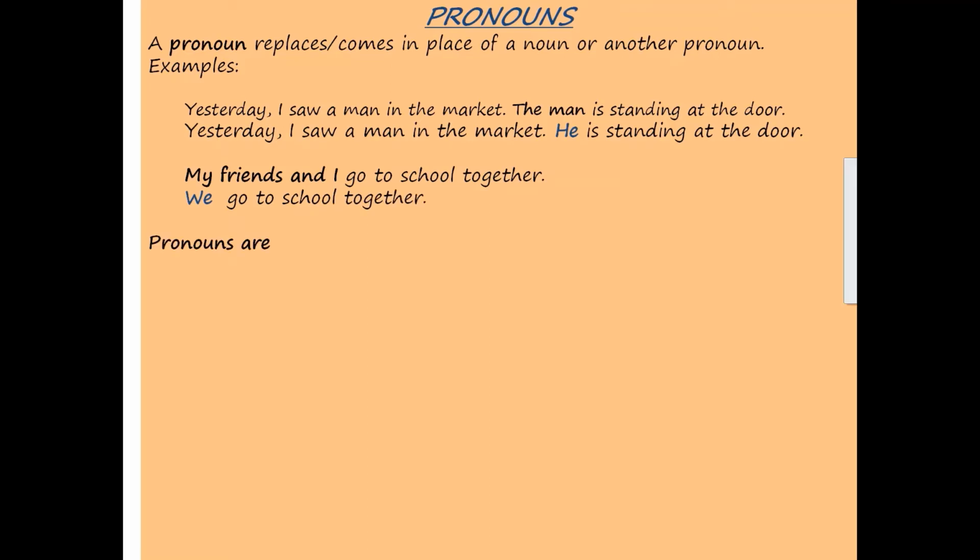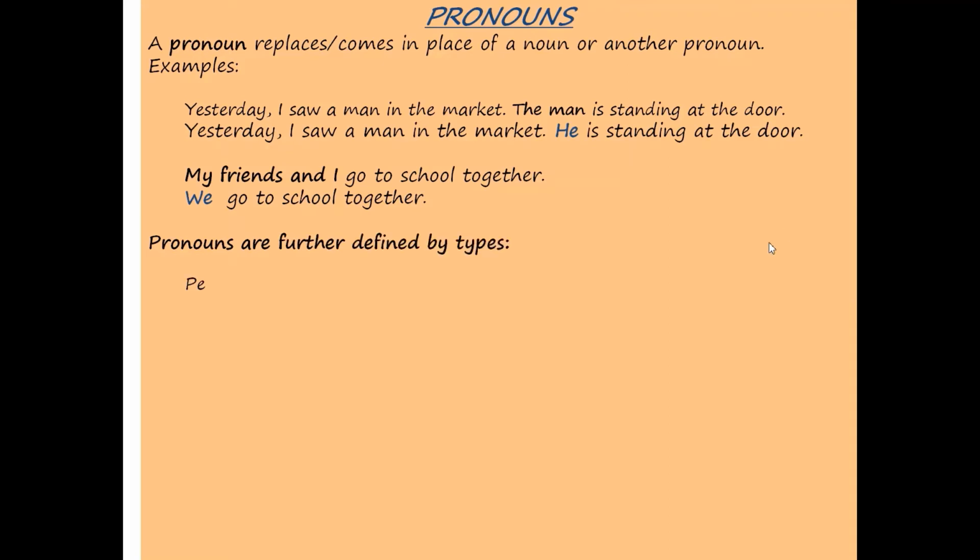We go to school together. In another sentence, I'm using "we" instead of "my friends and I." It means here it is replacing "friends and I." "I" is a pronoun. That's why we can say that a pronoun is a word that replaces a noun. It is replacing a noun here as well as a pronoun here. So instead of writing "my friends and I go to school together," I'm writing "we go to school together." So a pronoun comes in place of a noun.